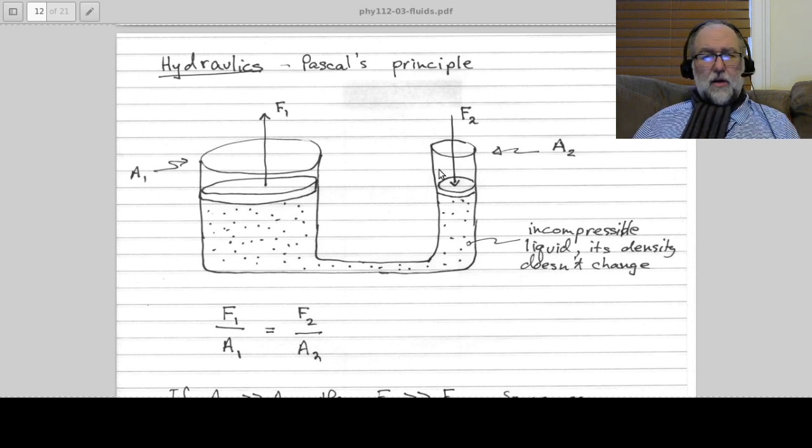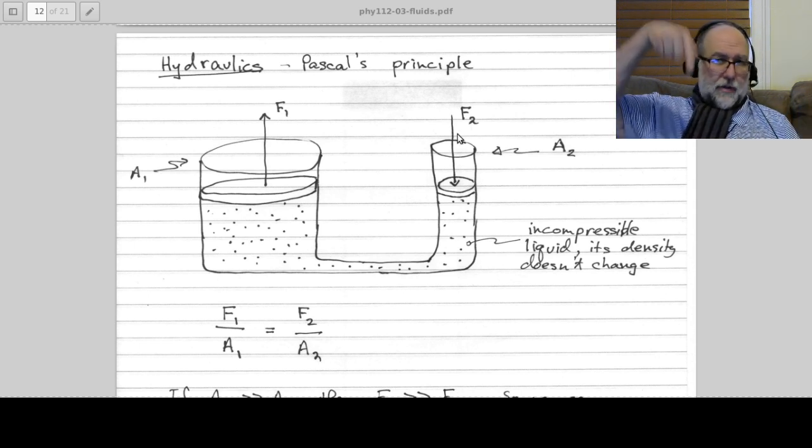But if you just think about it, if this were to move, and the fluid's incompressible, the entire volume has to stay the same. So this piston over here would have to move. You apply pressure here, you're going to get the same pressure on the other side. And so the pressure on the cylinder to the right is going to be F2, the force that I apply. You can see that I'm pushing down there.